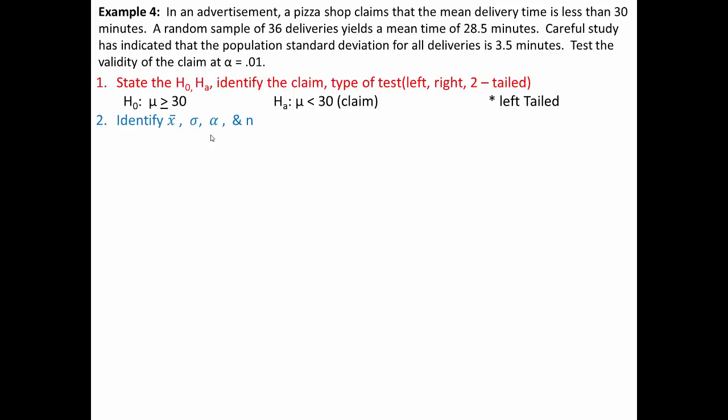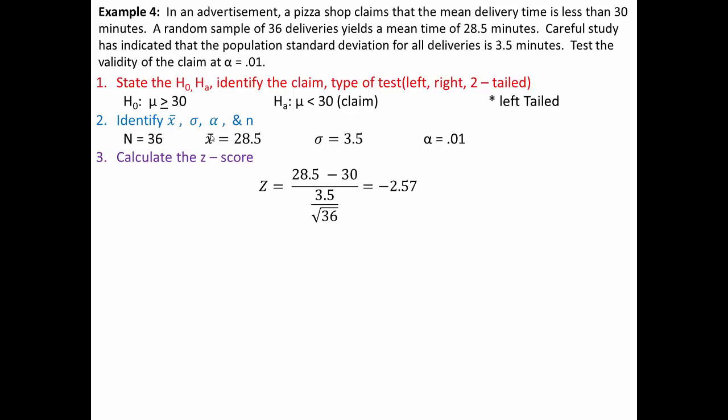Okay, these values are all given very succinctly in this. You sample 36 deliveries. The mean time of delivery is 28.5. Standard deviation of the population. Level of significance. Next. Okay, you use these to calculate the z-score. Shove in the numbers. And then when I'm done with this, you can test yourself before you wreck yourself.